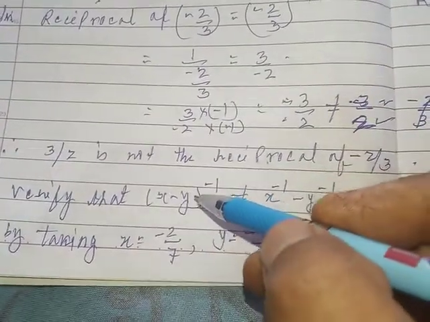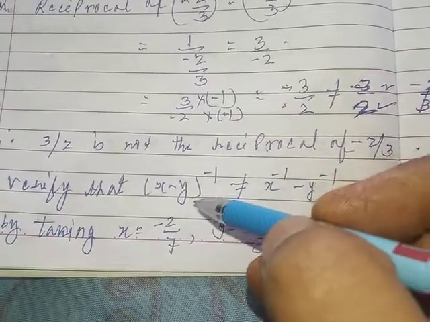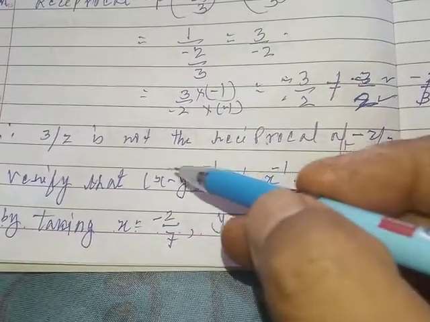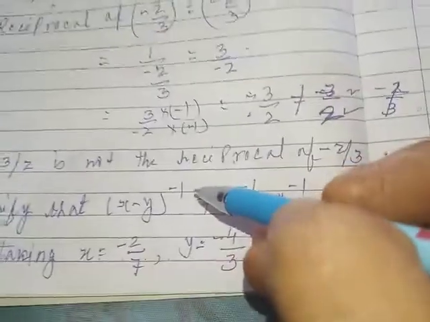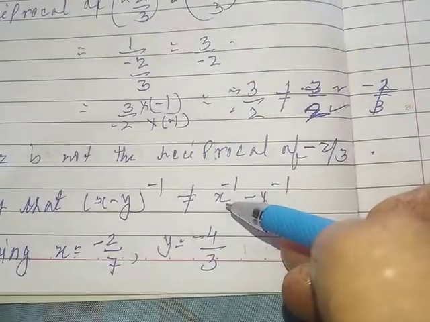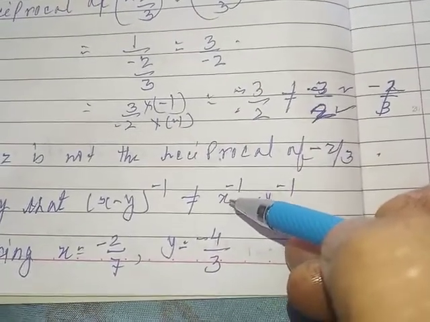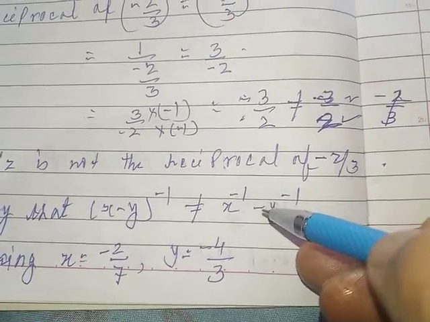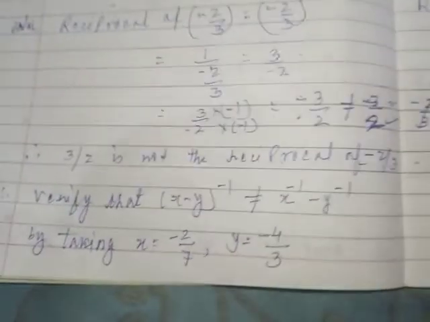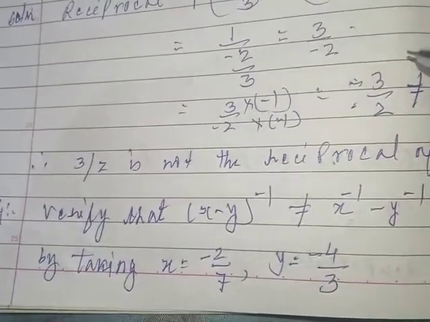Verify that (x minus y) to the power minus 1 is not equal to x to the power minus 1 minus y to the power minus 1. This is question number 4. Verification type of questions. In other questions 5, 6, 7, perhaps you may have this. I will send you the questions.